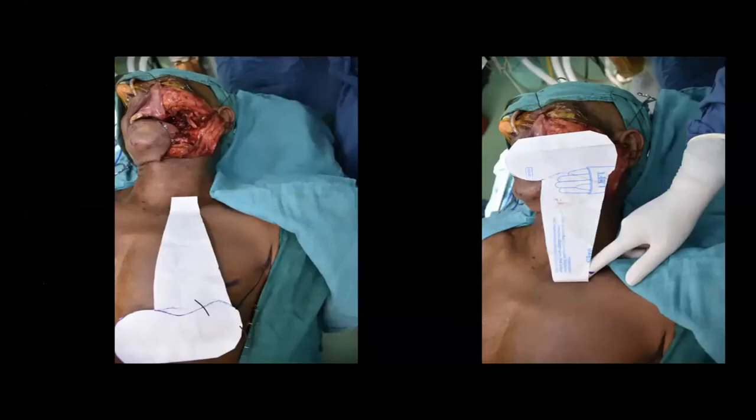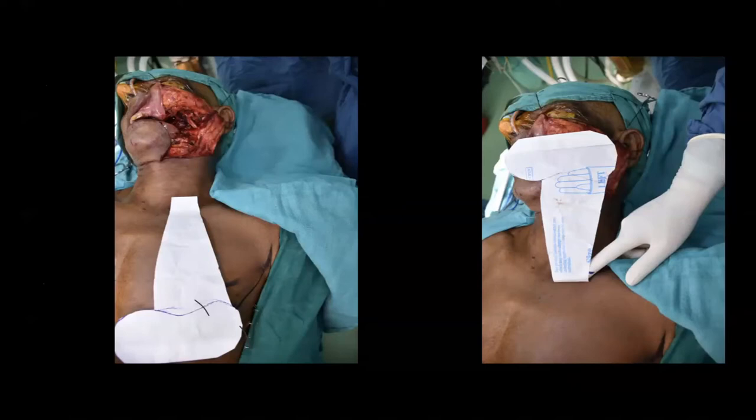And it's always good to inverse plan the pectoralis major. You can use glove paper or any paper that you want, or even a piece of gauze, and mark it from the midpoint of the clavicle to the defect. You can draw the defect out and then use the template to mark the skin paddle on the chest.